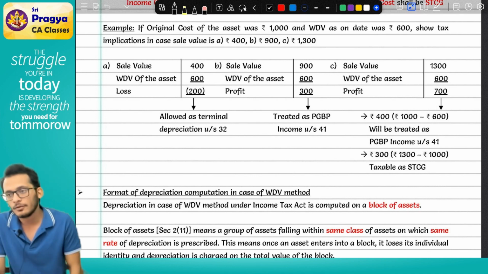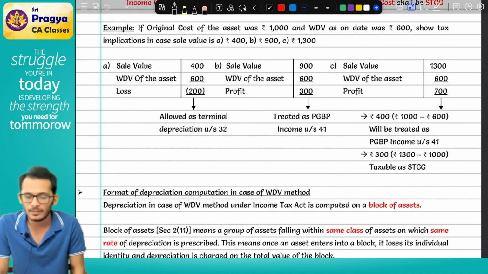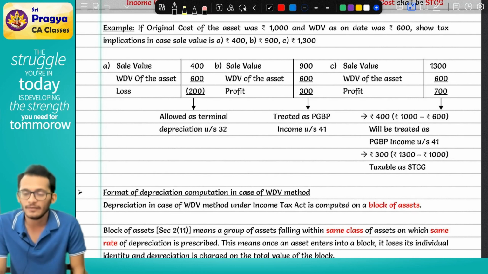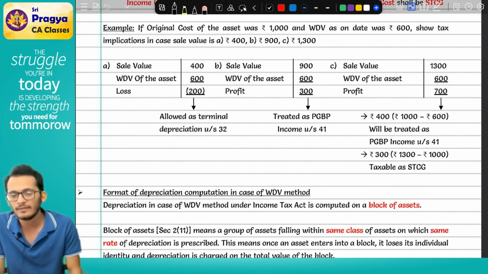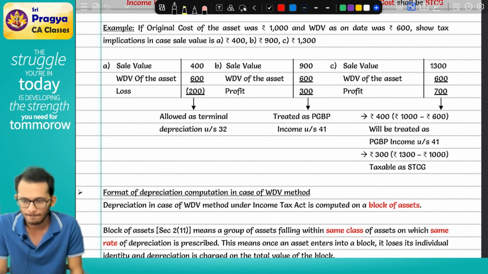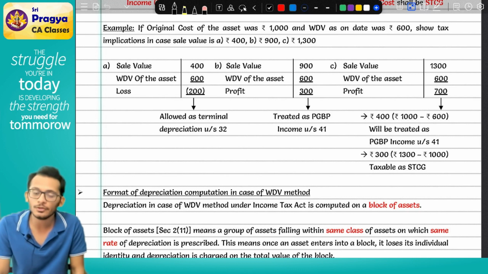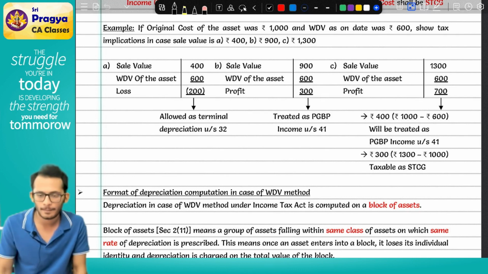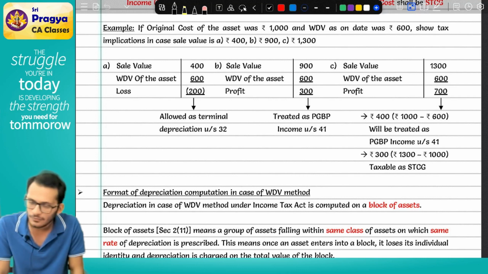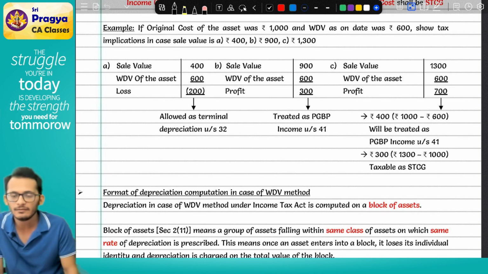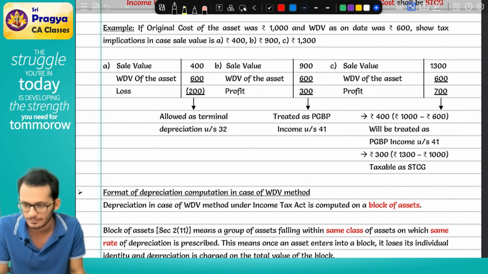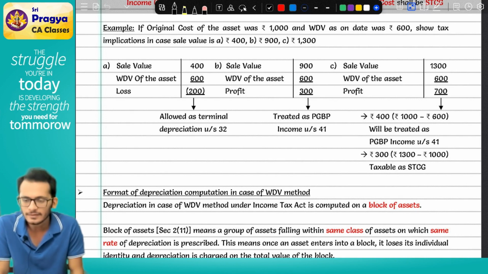Because in the SLM method, you are valuing the asset individually. You are maintaining assets individually, which means for every asset you know the WDV. But in the WDV method, do you have the asset's value individually? No. When you don't have the asset's value individually, do you know the WDV of that asset on the date? If you don't know it, can you reduce something from the block? That is why you are reducing the whole value. But in the SLM method, since I'm maintaining individual assets, I have the WDV of each asset individually. Make sense?